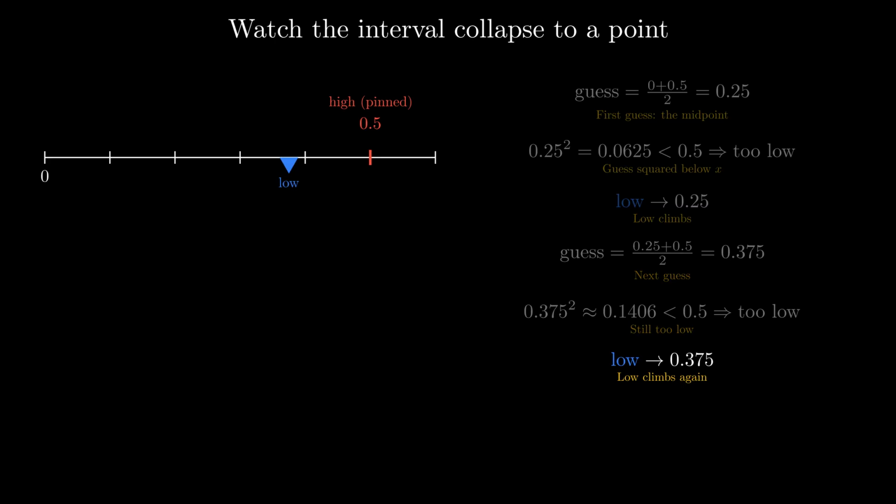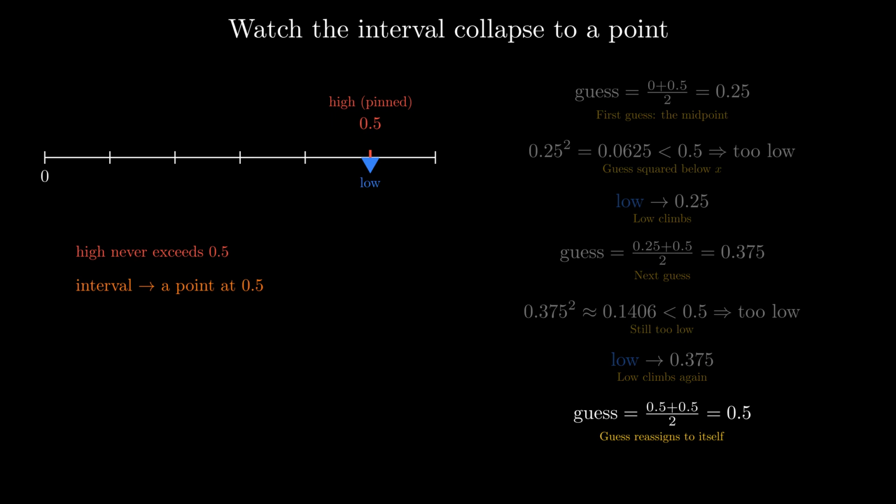Pass after pass, low marches up, while high stays pinned at 0.5. Because the true answer lies above 0.5 and high can never exceed it. Low and high both crowd toward 0.5, and the midpoint of 0.5 and 0.5 is just 0.5. The guess becomes itself. There is a second culprit hiding here, floating point.